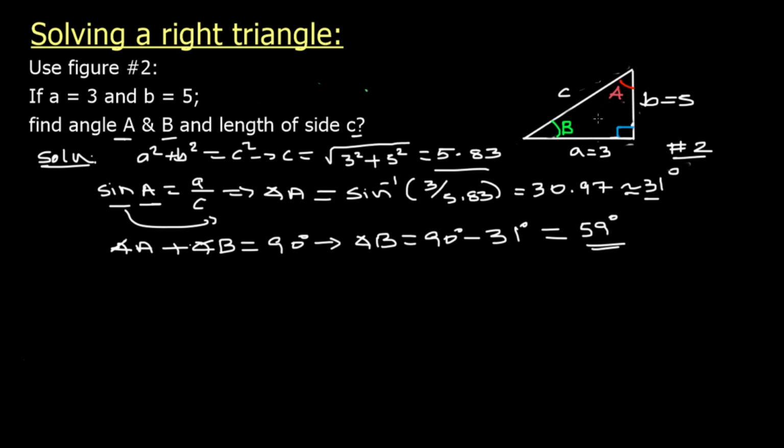And just keep in mind, what did we say angle B was? We calculated angle B to be 59, right? So if this was 59 and this one was 31, the side that's associated with 31 is supposed to be smaller than the side that's associated with the big angle.